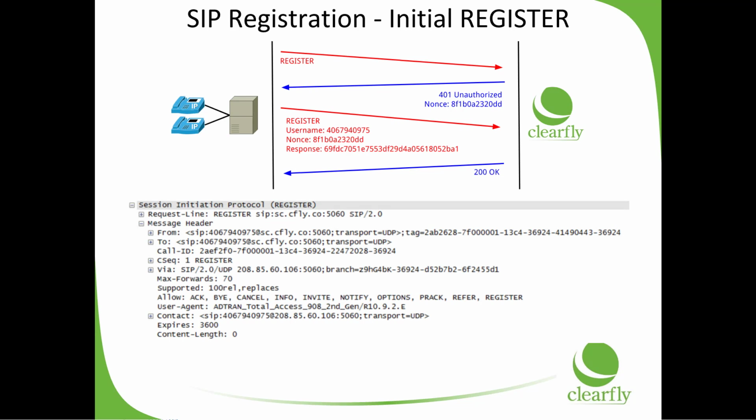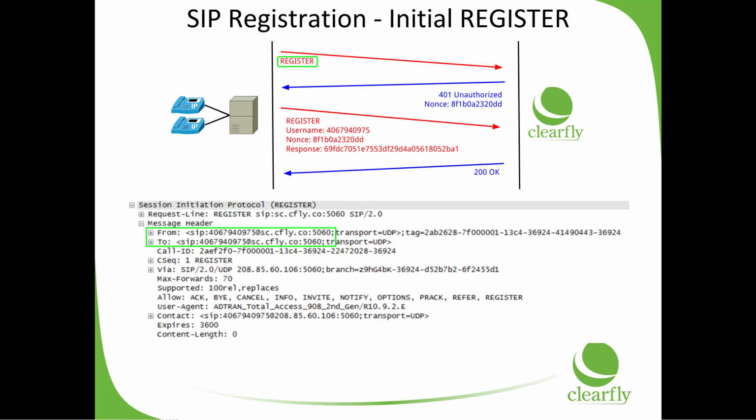I want to quickly review the SIP registration process for those that aren't familiar with it, so that you know what to expect when you see a packet capture or signaling logs for a registered SIP trunk. A lot of people are thrown off by the 401 unauthorized response, but it's a necessary part of the signaling flow for registered trunks.